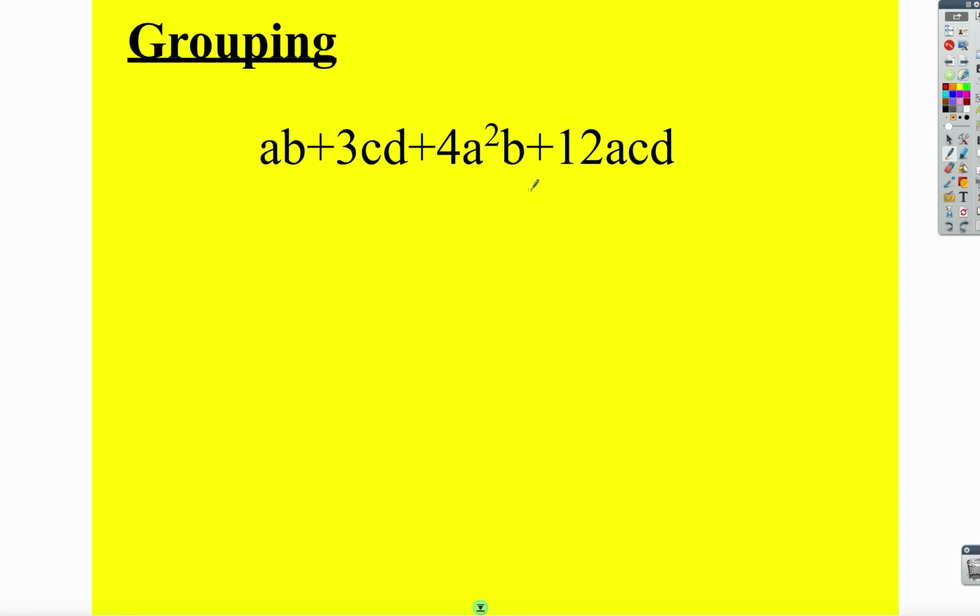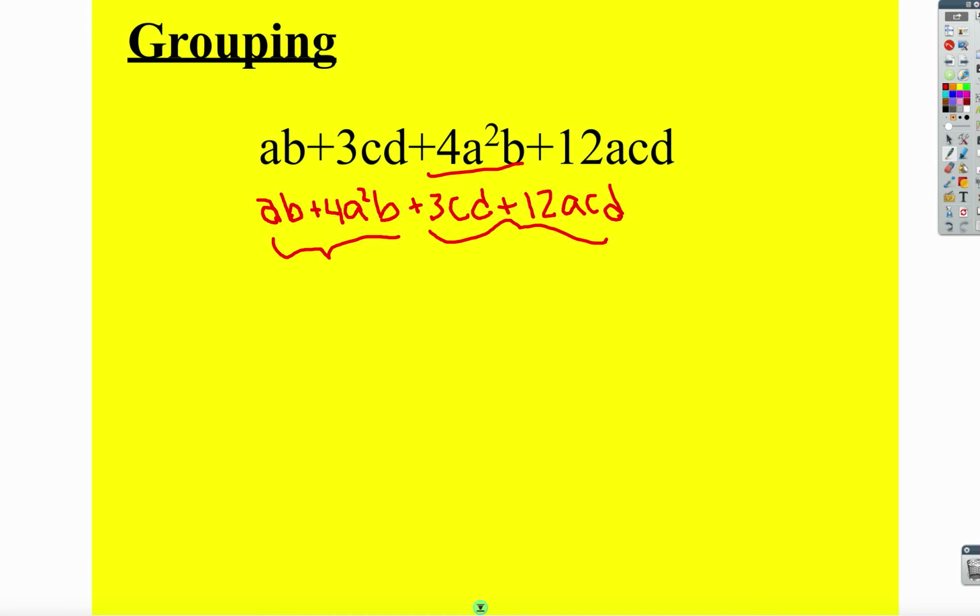So remember also when you're grouping that you can rearrange the terms. Here I have four terms. They don't all four have a common factor. These don't have a common factor. And so what you can do is I could take my ab, then plus 4a squared b. I'm just rewriting the order. Then plus 3cd, then the plus 12acd. And I'm not going to do this problem all the way. I'm actually going to do another grouping problem soon. But here I can see that I did just create two groups that do have common factors, and I could continue.